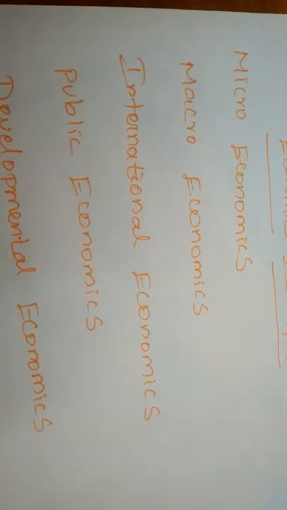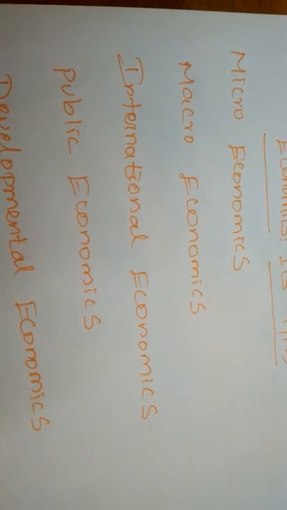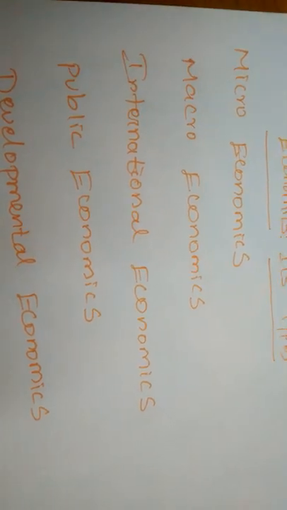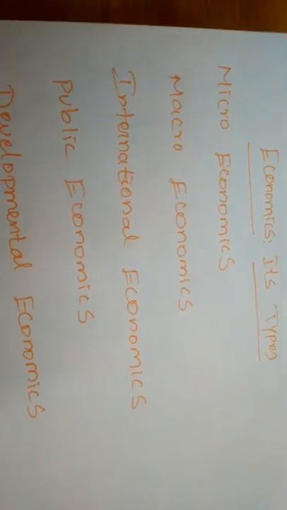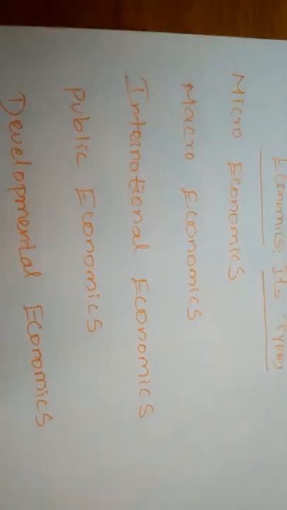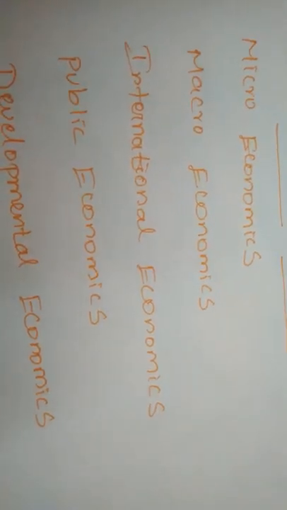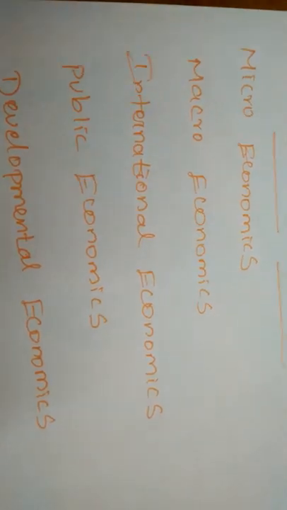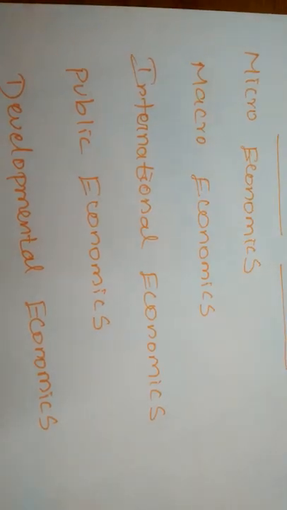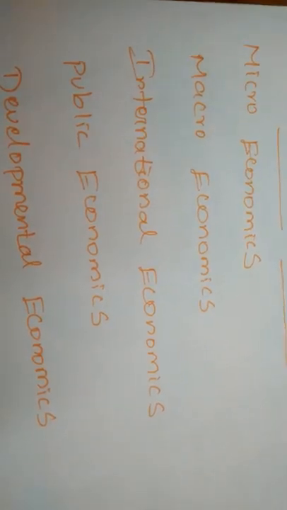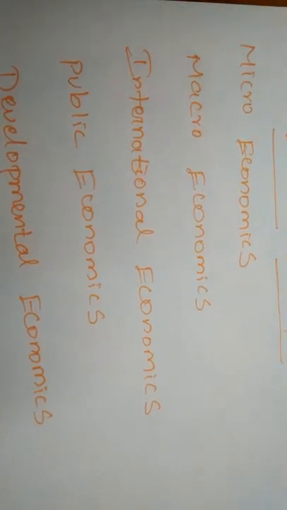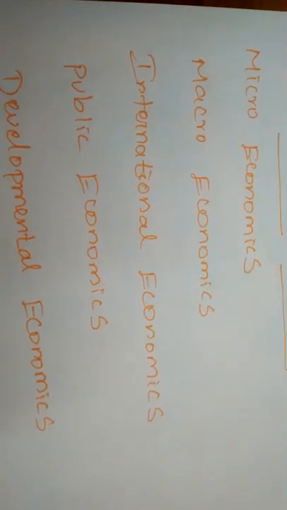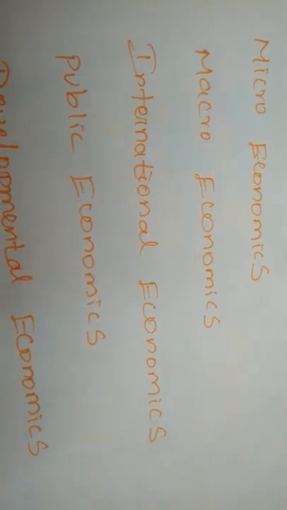It also studies how the combined action of buyers and sellers determines the prices. Normally the prices are determined on the basis of demand and supply. Otherwise, the activity of the buyer and seller determines the price. So price determination and the activity of buyers and sellers is explained by microeconomics only.